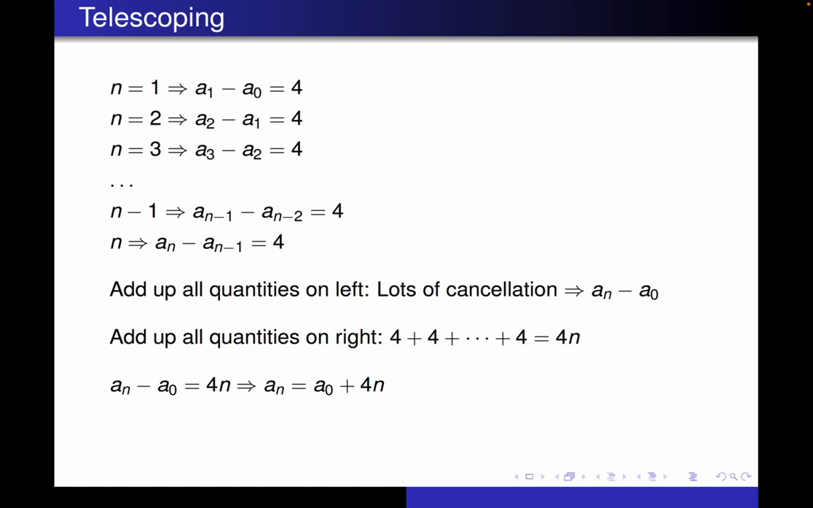You may not remember, but our initial term, which we had to define because it was a recursively defined sequence, was a0 equals 3. So we put that in to get an equals 3 plus 4n. And if you look back at the formula for arithmetic sequences, this is exactly the formula that we got. So it checks out. All right, so this technique is called telescoping.